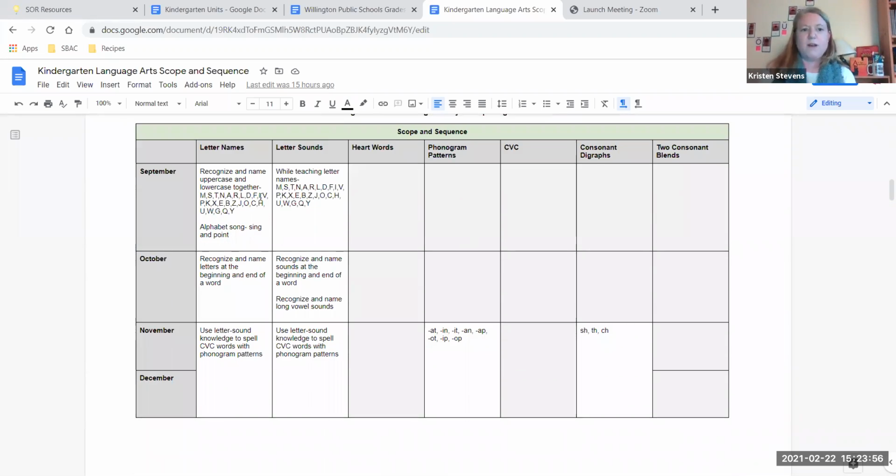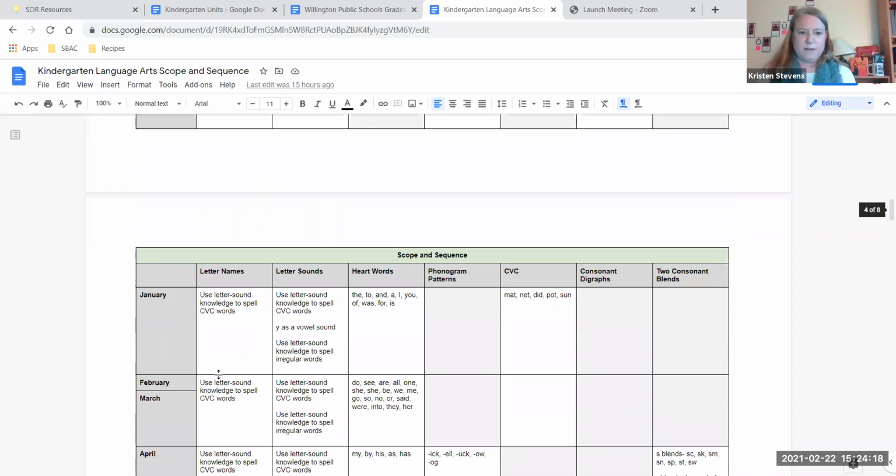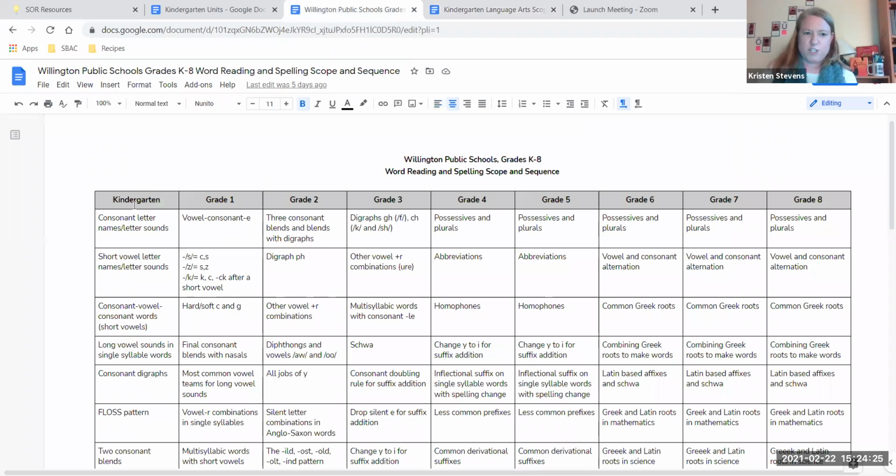It takes you through each month. The letter names and letter sounds are in September. In that scope and sequence you just saw, it just had a list. But for kindergarten, if you're a kindergarten teacher, you can go into this and say, okay, this is what I'm teaching in September. These are the skills I'm teaching in October. These are the skills I'm teaching in November and December. And you scroll down and it takes you through May. What was here was just the list, but it doesn't tell you anything, because I just needed to put that all in one place on one page.